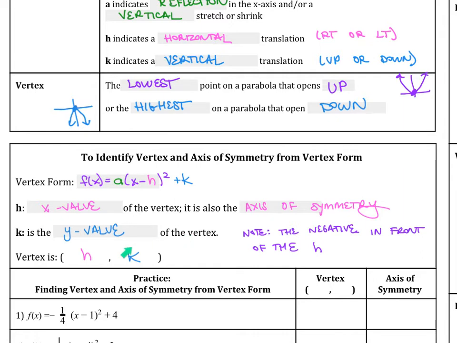So our vertex is (h, k). So that's why it's called vertex form. You can read the vertex quickly in this form. Now, one thing to note is that there's a negative in front of the h. So that's why, for instance, when you see a -3, that's actually right 3, right? So it's a positive 3. So the h is always the opposite sign. The k will be the same.